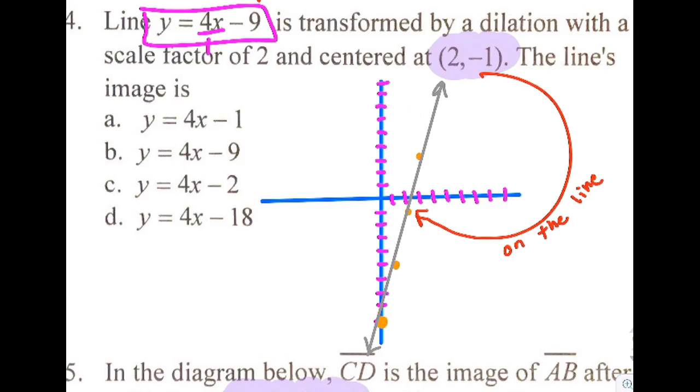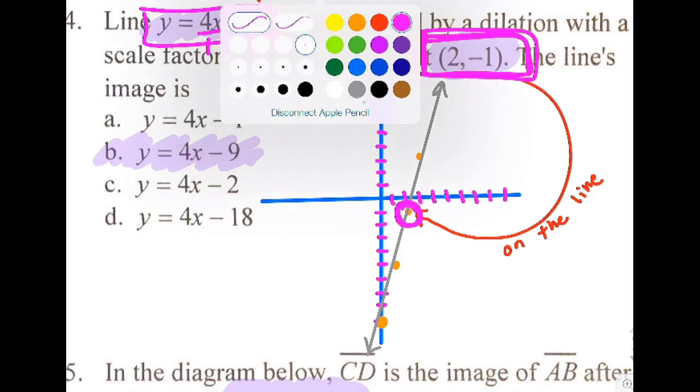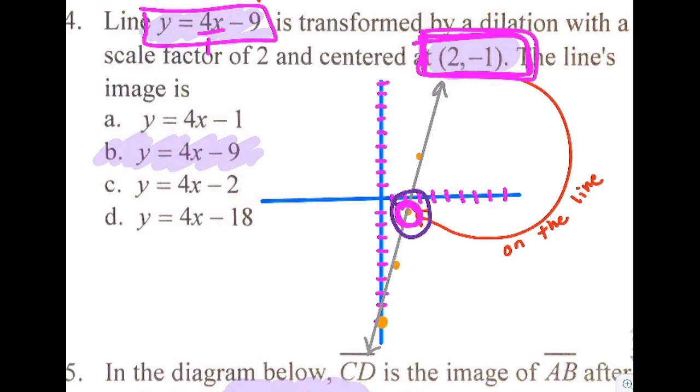and I drew my line. It just so happens that the center of dilation that they told me about, 2, negative 1, happens to be a point right on the line. So if the center of dilation is on the line, then the answer doesn't change. The line stays the same. Once the center of dilation is off of the line, the line moves. But if the center of dilation is on the line, and again, it is right here at 2, negative 1, then the answer remains the same.